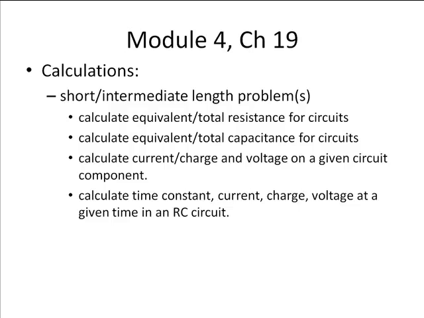And you should be able to calculate the time constant, current, charge, and voltage at a given time in an RC circuit. So if I tell you what the R and C are, what voltage you hook the thing up to, you should be able to tell me after a certain time what's the current, what's the charge on the capacitor, what's the voltage on the capacitor, for example.